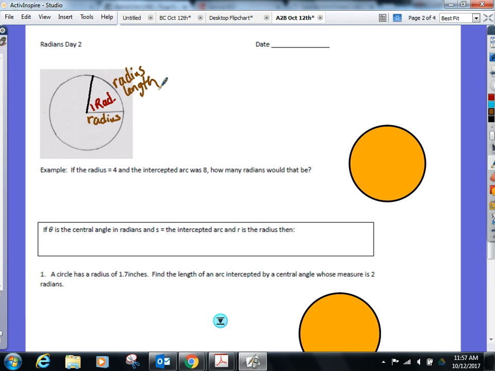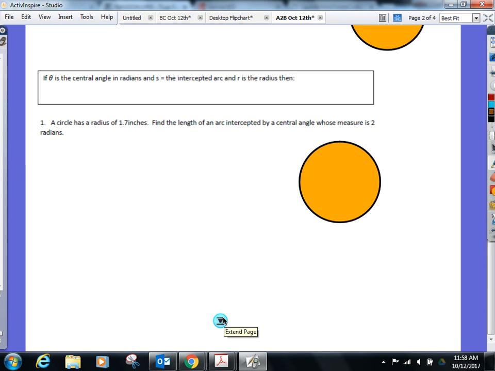If the radius length and the arc length are the same, that's how an angle of 1 radian is formed. If they're both 10, 1 radian. If they're both 12 inches, 1 radian is formed. So when the radius and the arc length are both the same measure, 1 radian is formed. All right, so can you do this quick example here for me?